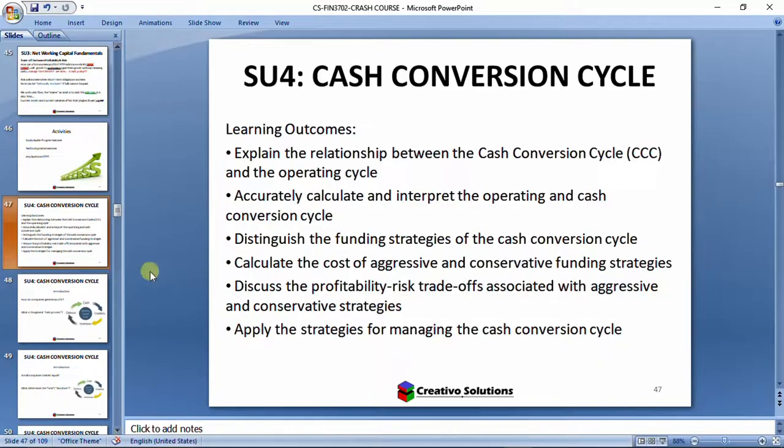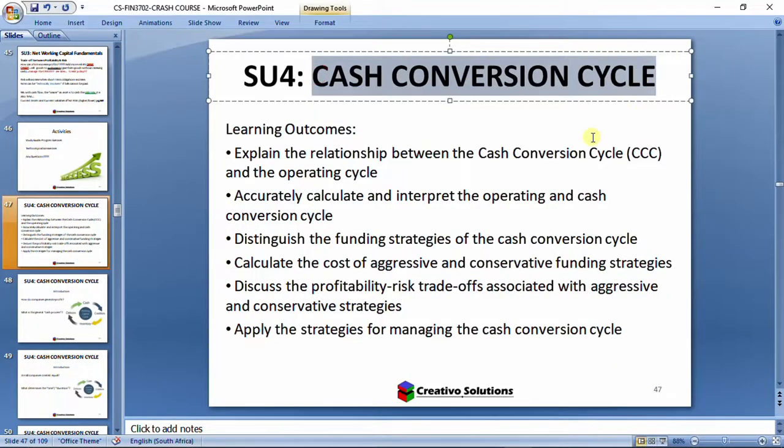Next time, I'm going to focus a lot on the calculations. This is a very, very popular exam question. You will always see it in your exams: CCC, cash conversion cycle.